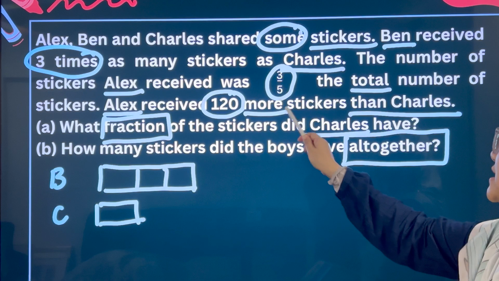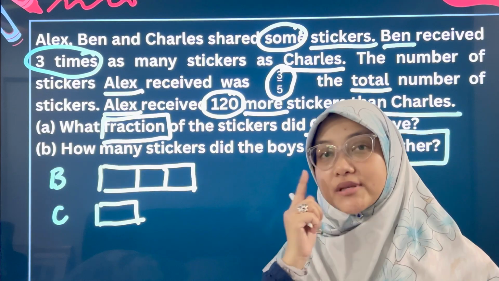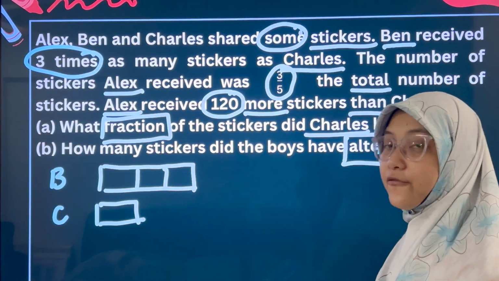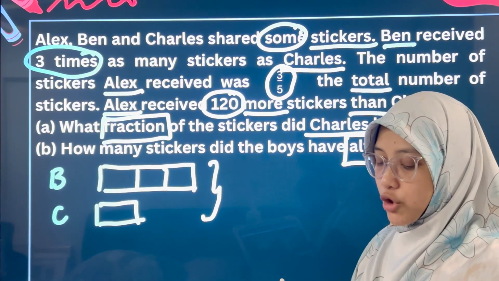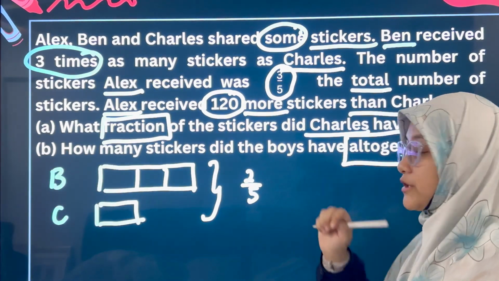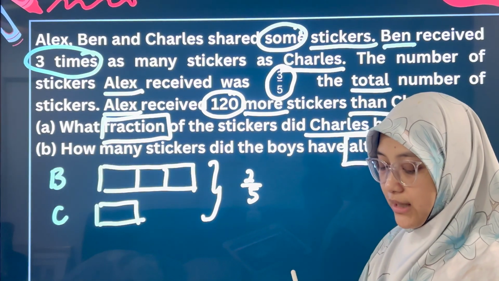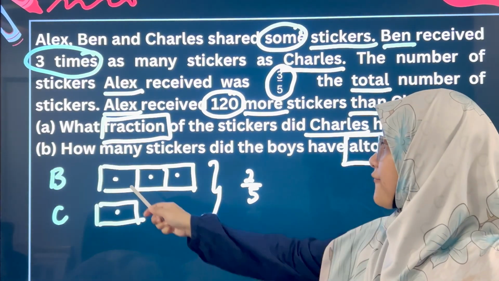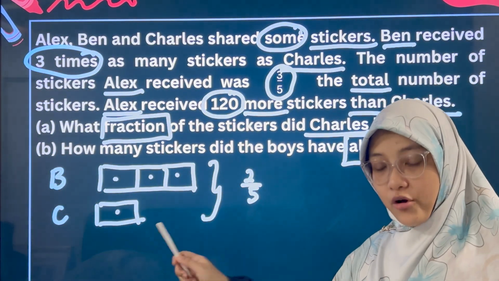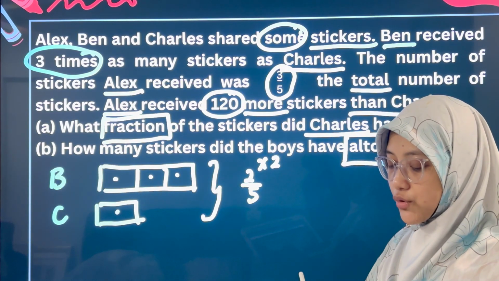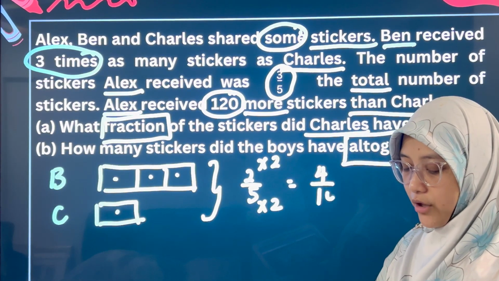Next, Alex received 3/5 of the total number of stickers. Look at this. If Alex received 3/5 of the total stickers, that means Ben and Charles receive 2/5 of the total stickers. However, if I look at my model, I don't have 2 units, I have 4 units. Therefore, I need to make the numerator to be 4. How do we do that? Multiply by 2 to the numerator and do the same to the denominator, and we get 4 out of 10.